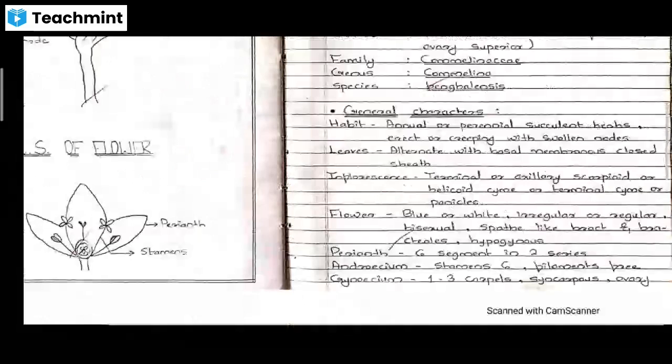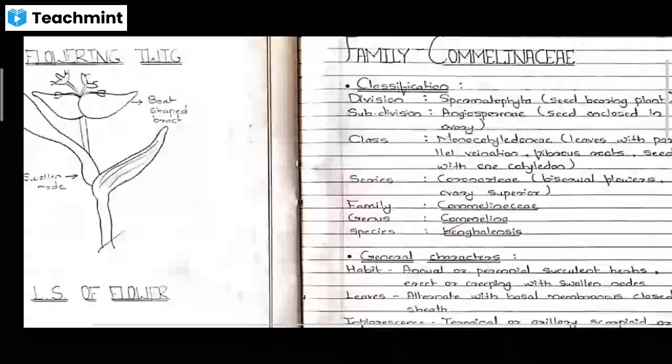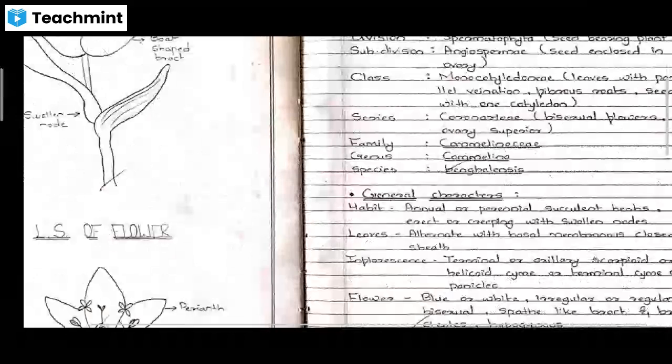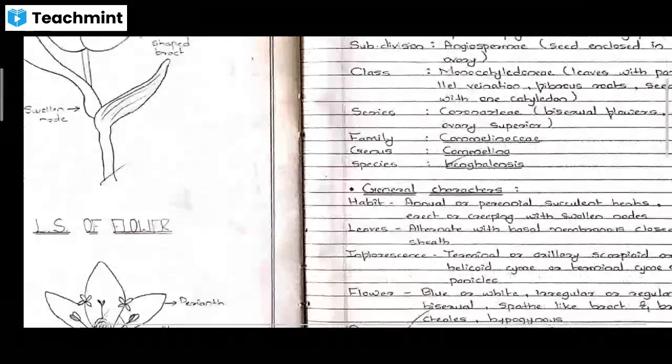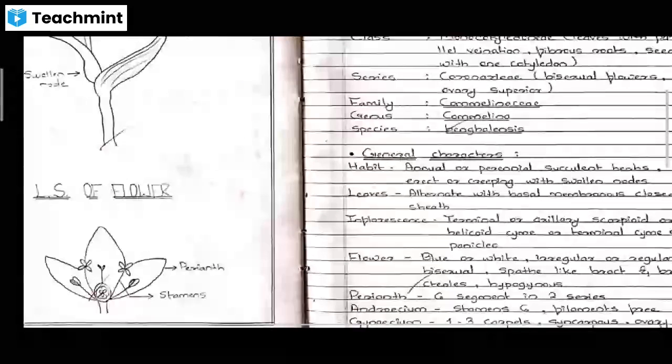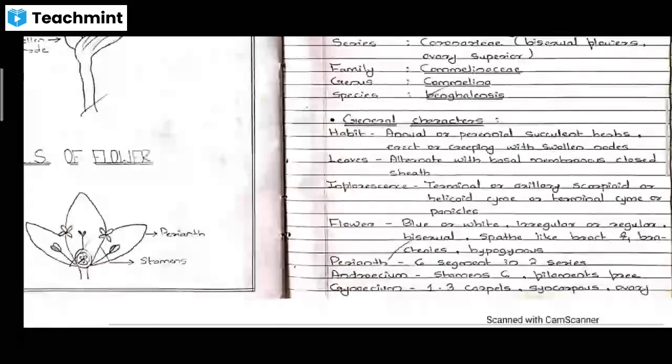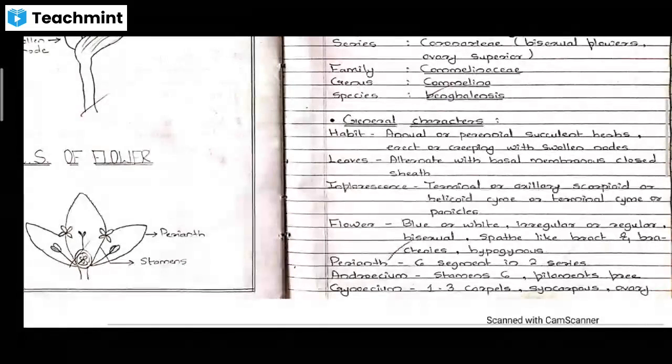At the nodal position, here at the base of the leaves you can see that the stem is a little bit swollen. Then the leaves of this Commelinaceae are alternate with a basal membranous, closed sheath present.